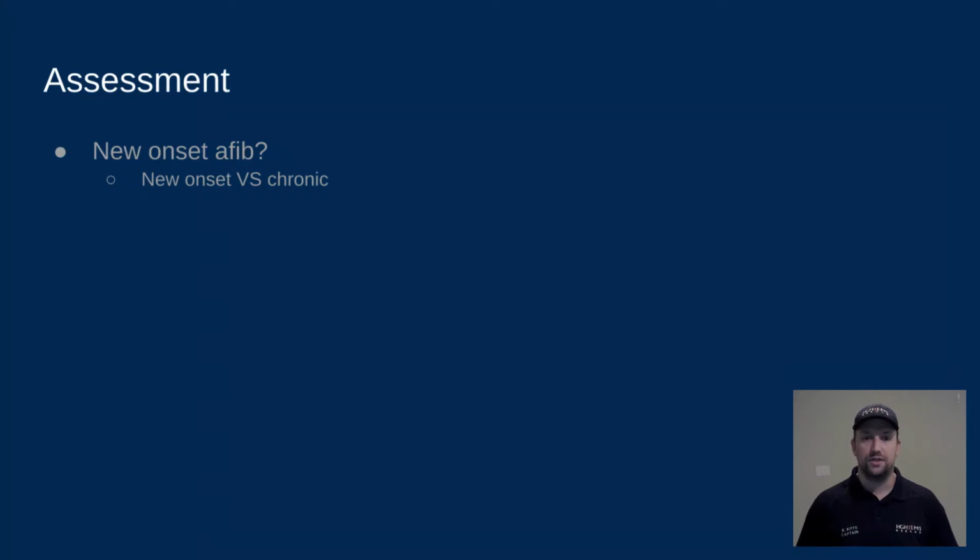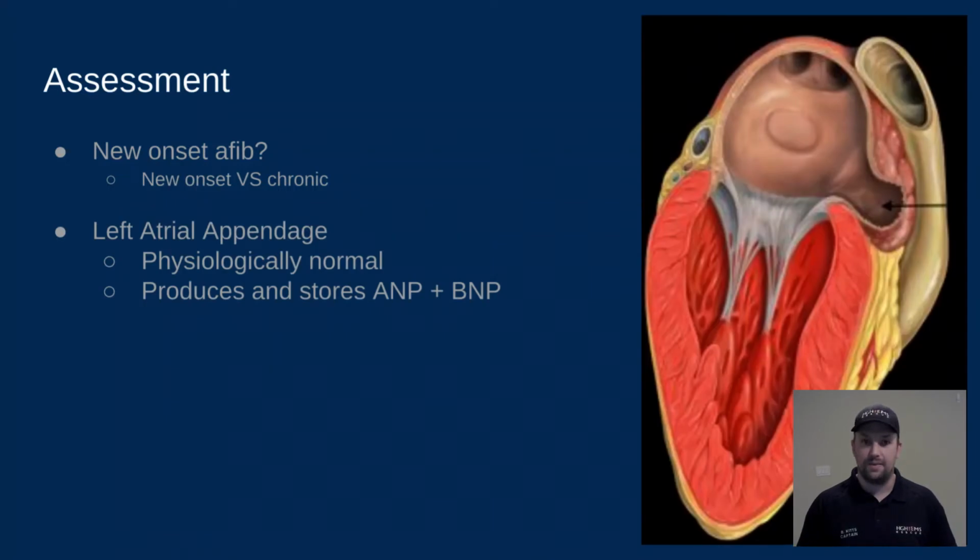First thing you need to do is determine whether this is new onset AFib or chronic AFib. A little anatomy to review this. There is a left atrial appendage. This is physiologically normal. The left atrial appendage produces ANP and BNP. These two regulate fluid balance. We are not going to dive into that for this video.